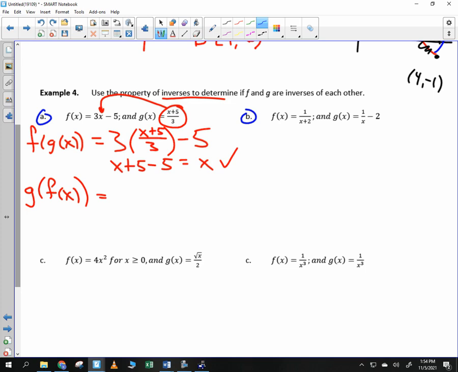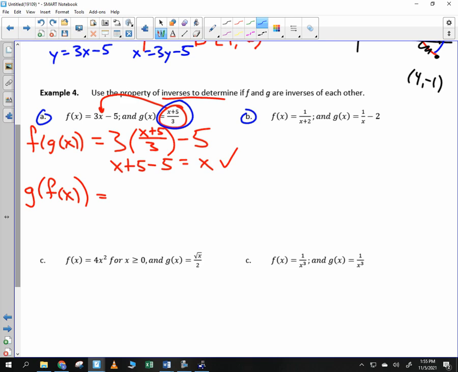So if you were to do y is equal to 3x minus 5, and you were to say I want to find its inverse, you would do x equals 3y minus 5, and then you would solve. And you should come up with this. But the true way to show that they are inverses isn't simply just to switch the x and y. It's to do composition. And when you do that, you should just come up with x.